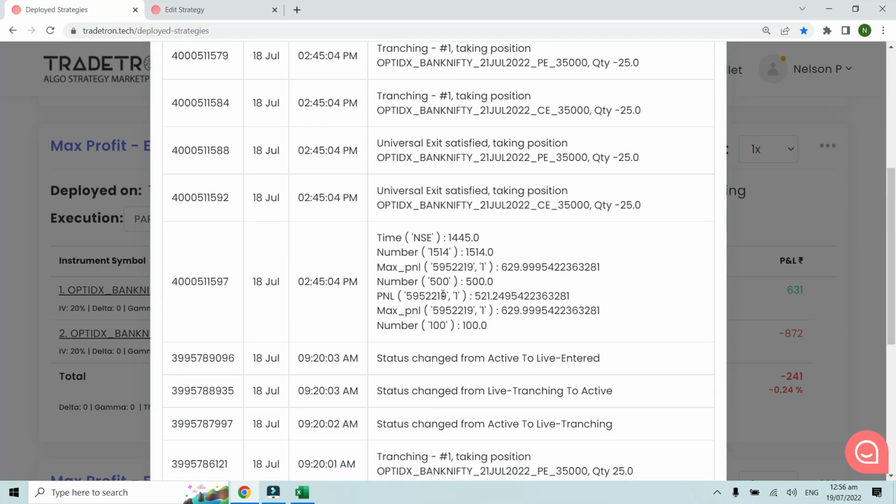So in the first counter, if we see at time 14:45, the max PNL that was recorded was 629. That is the highest profit it has reached. And our condition was that whenever it reaches 500 and above, whenever it comes down by 100 points from the highest peak profit that it has reached, then we want to exit. So that is what happened when PNL came down from 629, the highest max PNL. From there it came down by 100 points, that is 521, from 620 to 520.